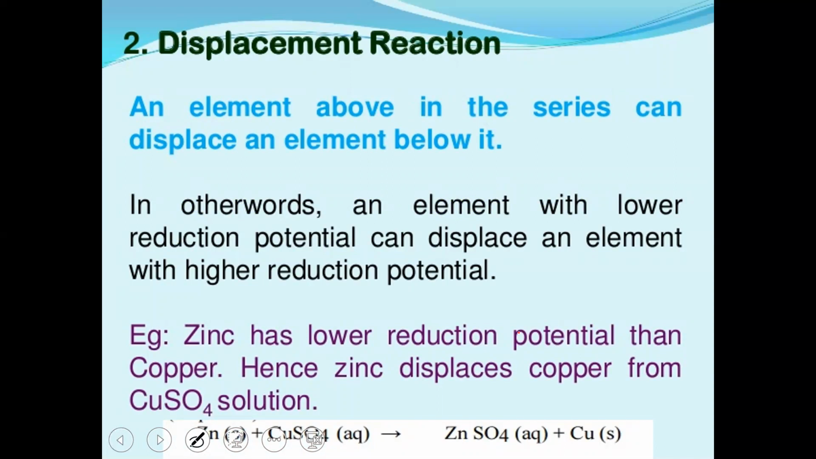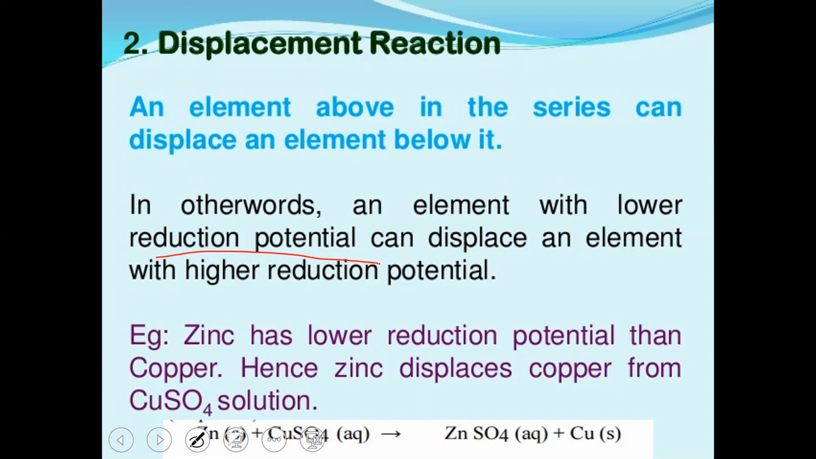And the next one: the electromotive series will give information on displacement reactions. That means an element above in the series can displace an element below it. The element present above in the series is displaced by the element present below it. For example, an element with lower reduction potential can displace an element with higher reduction potential. If you observe this example, you can easily understand.